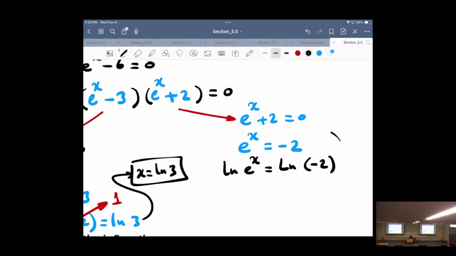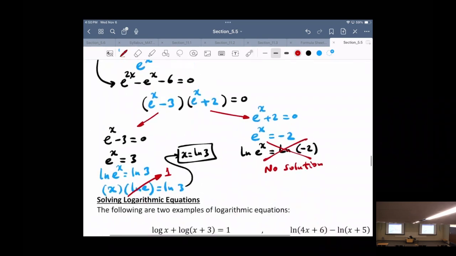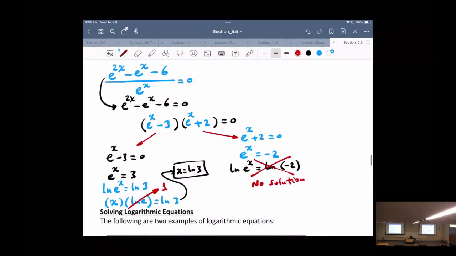Because log or natural log of a negative number is undefined. So what happens now? Well, we say no solution. Because of this, we have no solution for this factor. From this factor, we have no solution, and we just showed that. So the only valid solution here is just natural log of 3.